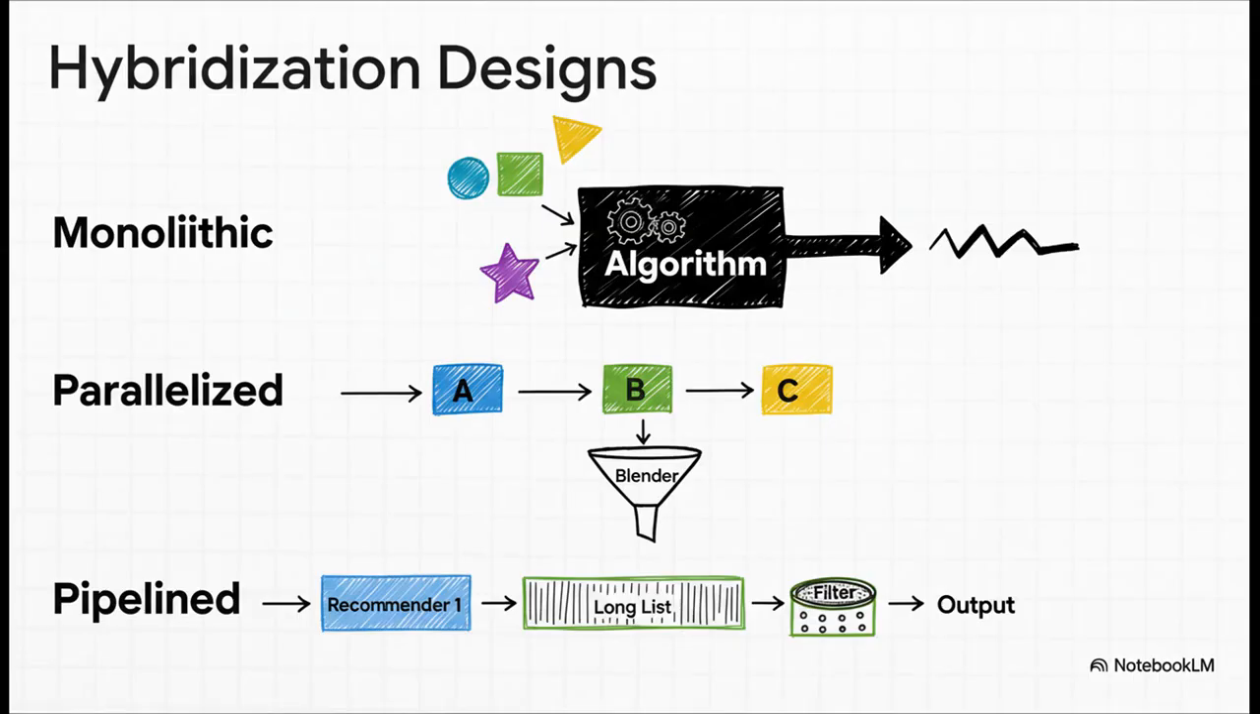But that monolithic design is not the only way to do it. You can also run different recommenders in parallel, side by side, and then just blend their results together. Or you could create a pipeline, kind of like an assembly line, where one system's output becomes the input for the next one, refining the suggestions at every step.